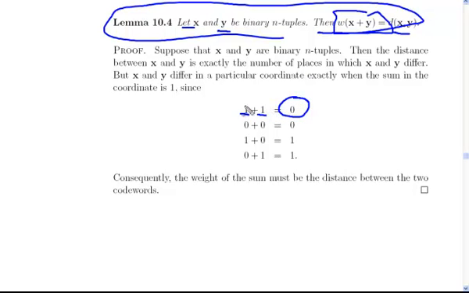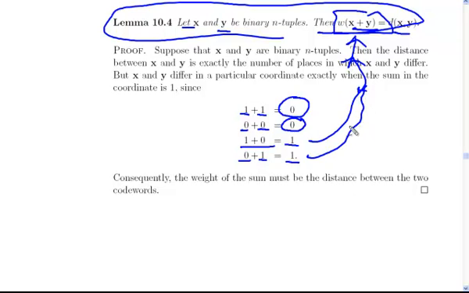So whenever the digits of x and y agree, that adds 0 to the weight of the code word. If the two digits agree, they're both 0, again, that adds 0 to the weight of the sum code word. Okay? If the two digits differ, and I take the sum of the two digits, I'm going to get a 1. That's going to add a 1 to the weight of the sum code word. And if the two digits differ this way, also adds 1. So whenever the two digits differ, it's going to add 1 to the weight of the code word. Whenever they don't differ, it adds 0. The number of digits where they differ is exactly equal to the weight of the sum code word.